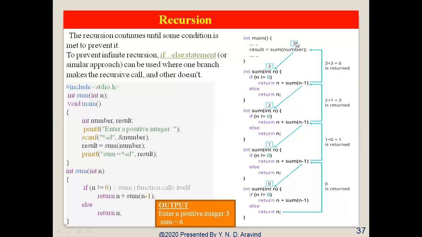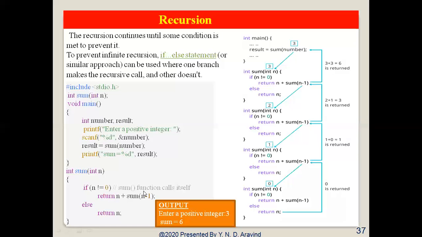Since I have invoked the function, it will come to this particular sum. So now the n value will become 3. And now what it will do, it will check whether 3 is 0 or not. If 3 is 0, it will return. Else it will return n plus sum of n minus 1. So what is the n value? The n value is 3. Sum of n minus 1 is 2.